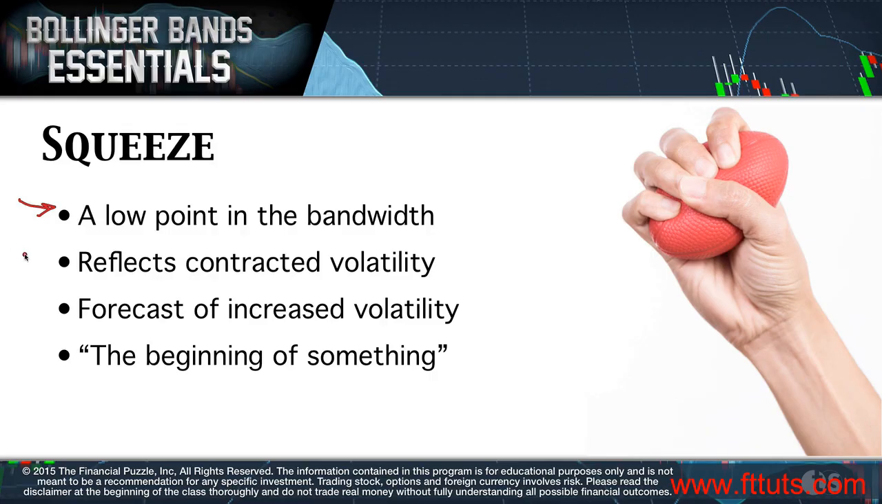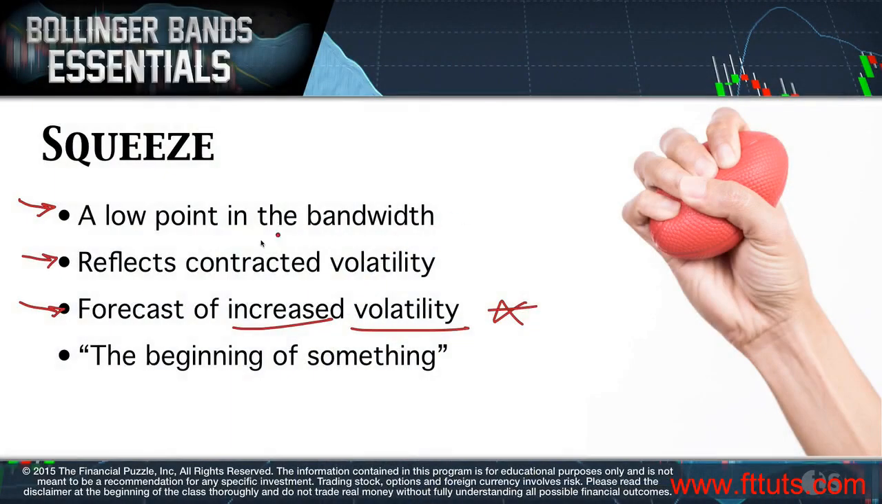It's going to reflect contracted volatility. The movement of the stock has contracted and it's not moving quite as much as it used to be moving. It's forecasting an increase in volatility, and this is a really, really important point right here. The reason you want to find low bandwidth, the reason you want to find squeeze opportunities is it's forecasting an increase in volatility. Of course, that's where you're going to make your money as these non-volatile moves turn into volatile moves where there's a lot of movement happening.